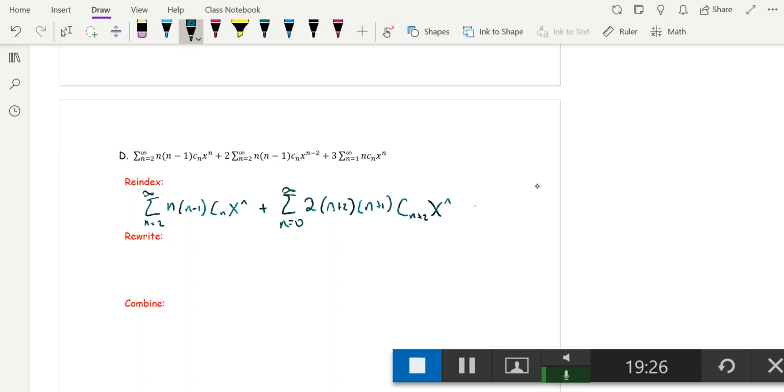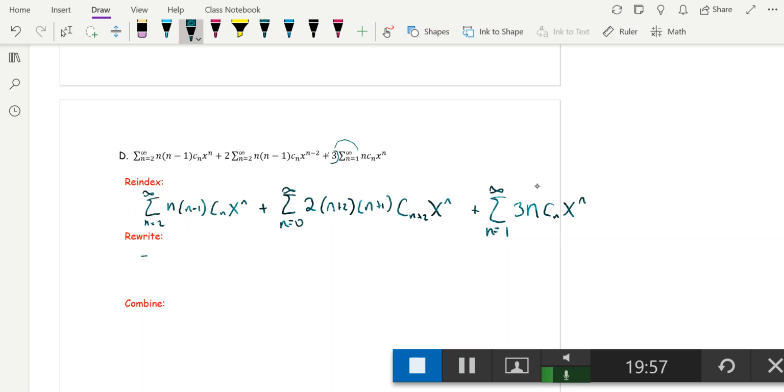And then for the third power series, I don't need to do anything but bring that 3 in. I don't have to reindex. So this one starts at 1, 3n, Cn, x to the n. Okay, now this one starts at 2, this one starts at 0, this one starts at 1. I need to start them all at 2. So I'm going to have to cull some terms off of the second guy and the third guy.